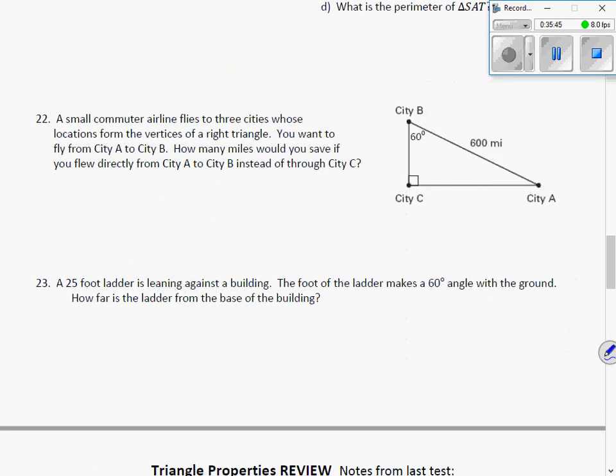22 locations or vertices of a right triangle. You want to fly from city A to city B. How many miles would you save if you flew directly from city A to city B instead of through city C? This is a 60, we got a 30, this is the hypotenuse, this is short, this is long. We need to find short and long. So if the hypotenuse is 600, short is half that, and long is that times square root of 3.